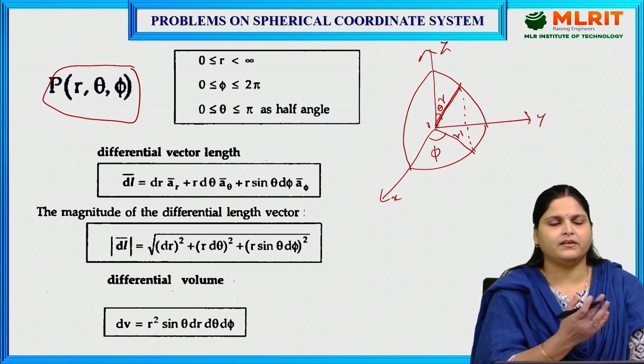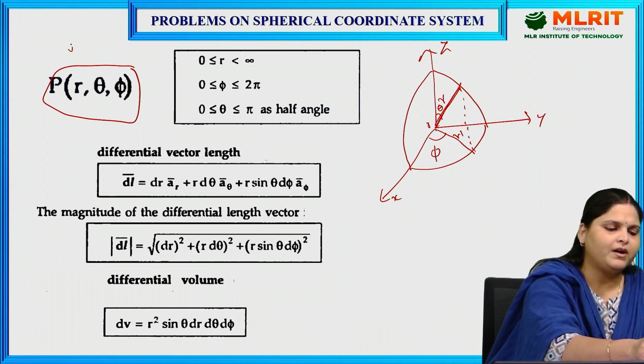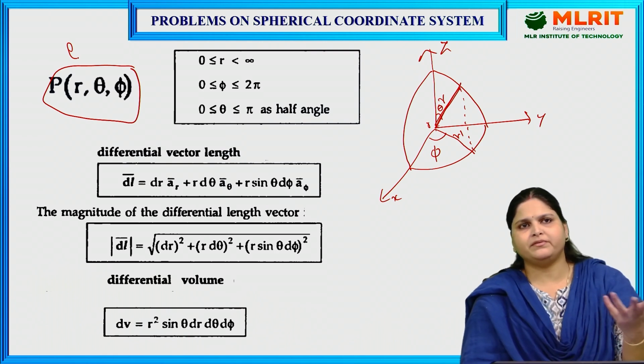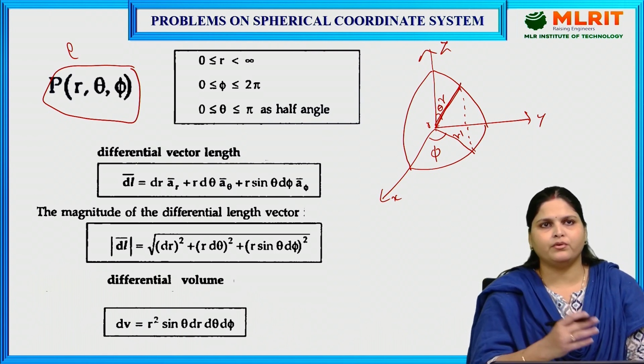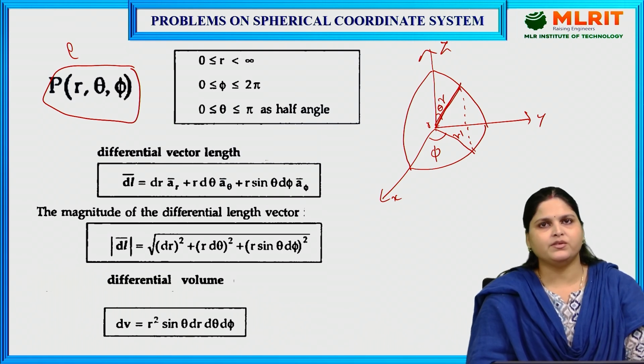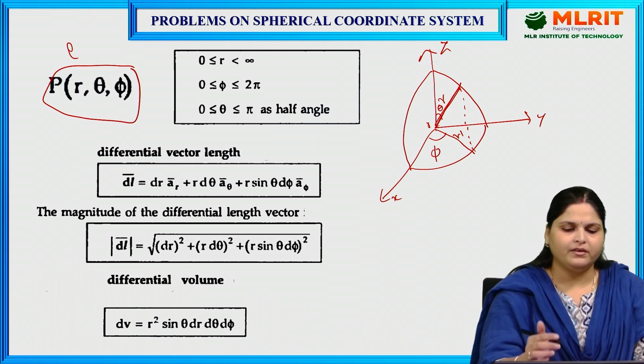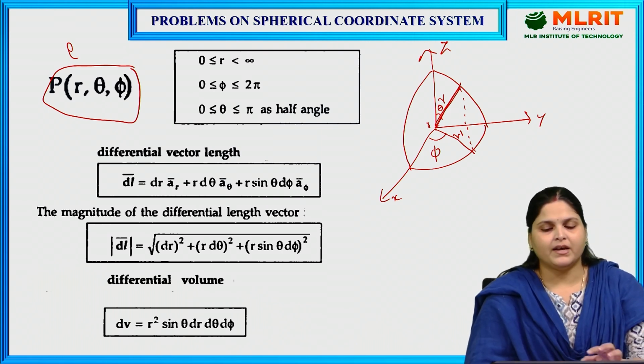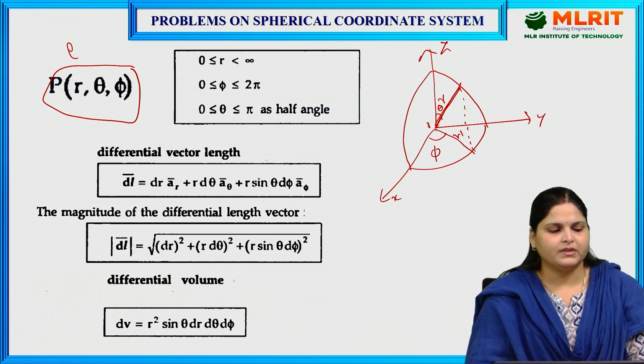Again, as I said earlier, instead of r, you can take rho. If you go through different books, you will find somewhere rho, somewhere r. So it is completely up to you. You can take r as well as rho. Here we are taking r, so r is the radius of this sphere.